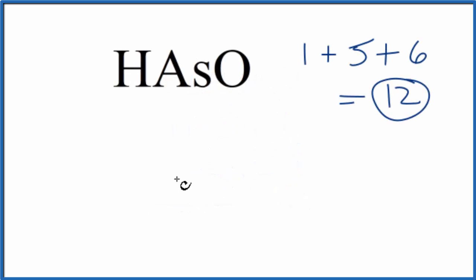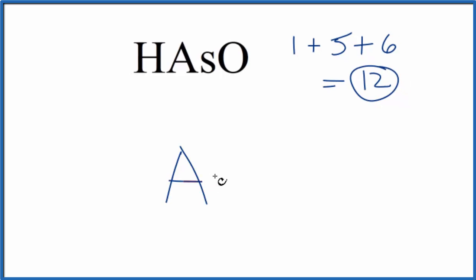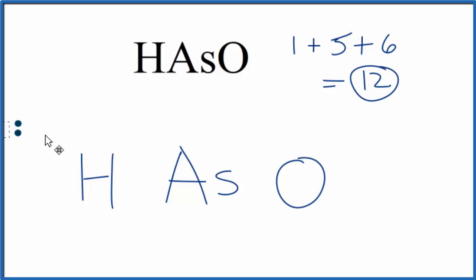We'll put the least electronegative element in the center, and hydrogen, it always goes on the outside of Lewis structures. So we have our As, put our H over here, and then we have our oxygen. We have 12 valence electrons. Let's start by putting a pair of electrons between atoms, and that's going to form our chemical bond.